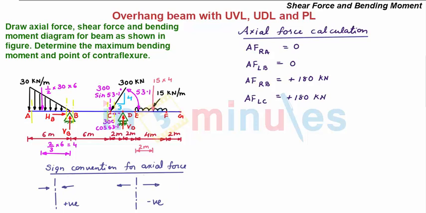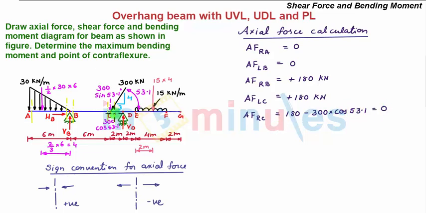Next, moving the section towards the right and taking the section towards the right of C and very near to it, we have the axial force towards the right of C equal to, now considering the left hand side of the section, we see that there is an addition of this leftward force of magnitude 300 into cos 53.1 acting at point C. So we have plus 180 minus 300 into cos 53.1, and this is equal to 0.